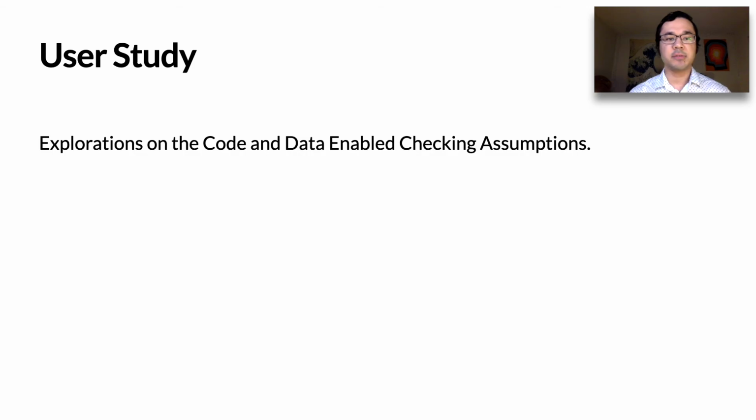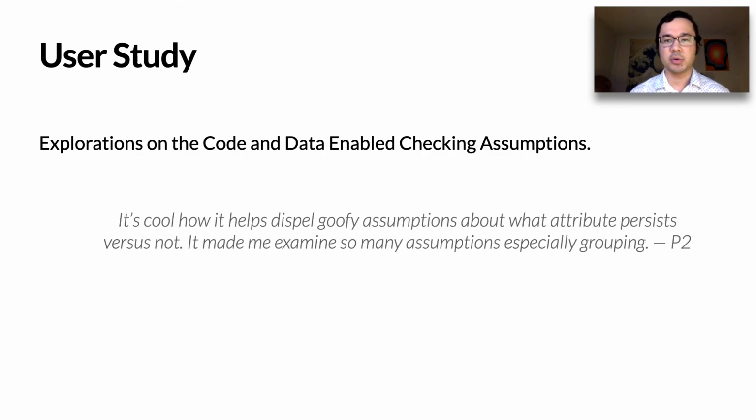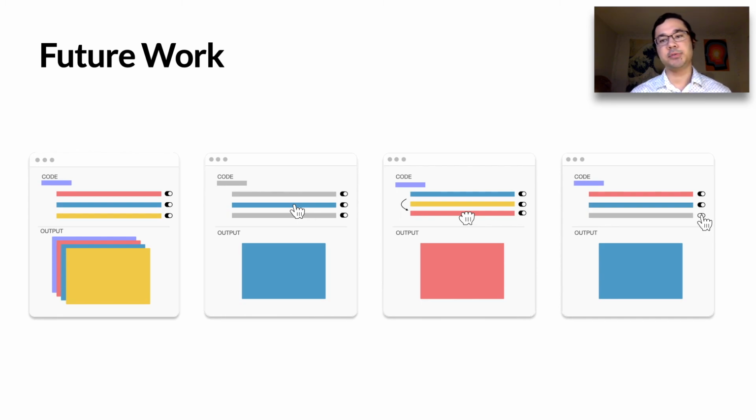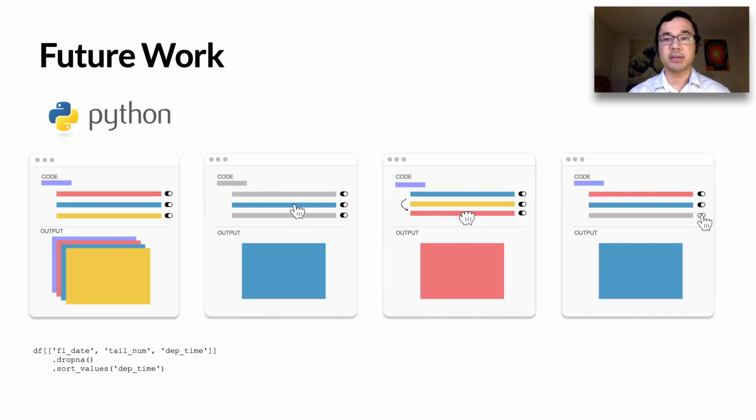Now, interactive explorations on the code and data also enable checking assumptions. So, for example, P2 expressed that it's cool how it helps dispel goofy assumptions about what attribute persists versus not. It made me examine so many assumptions, especially grouping. Fluent interface is used in many different programming languages, so we could adapt this idea of Unravel to something like Python using the pandas library to wrangle and analyze data, for example.